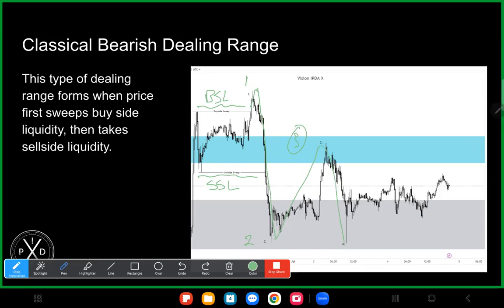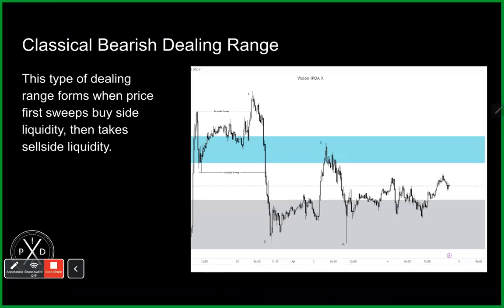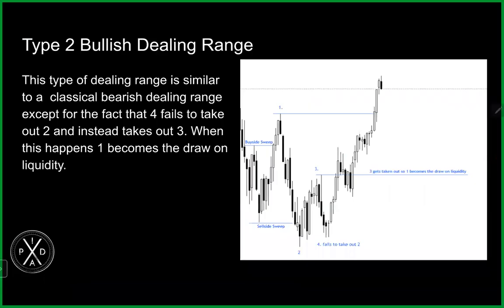There might be a little bit of a broker differential here, but the idea is for 4 to draw towards 2, and then we see that right here. So this is a classical bearish dealing range. So these are the two examples of the classical dealing ranges. Now let's go and take a look at the type 2 dealing ranges in the next slide. All right, so this is an example of a type 2 bullish dealing range. And this type of dealing range is similar to a classical bearish dealing range, except for the fact that 4 fails to take out 2 and instead takes out 3.